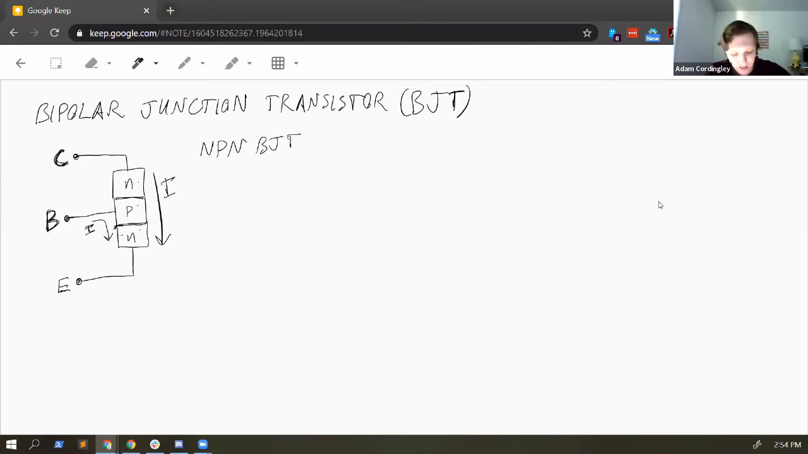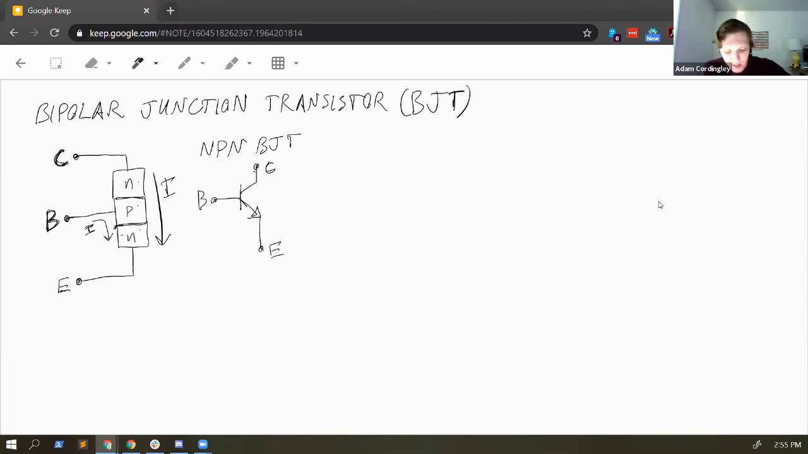And its schematic symbol is like this, where this is the collector, emitter, and base. And so in a BJT, the emitter is always drawn with an arrow. So you could think of it as the direction of the current flow that you're using to turn the device on.